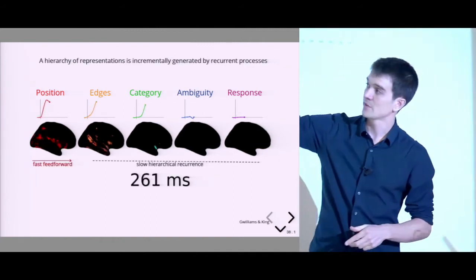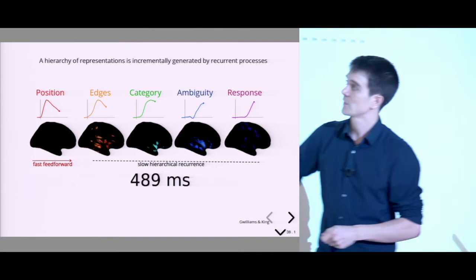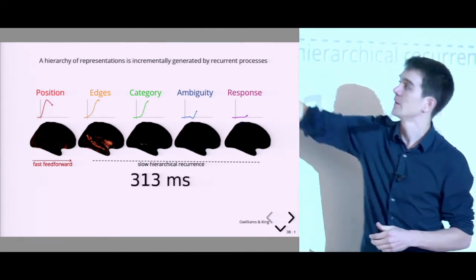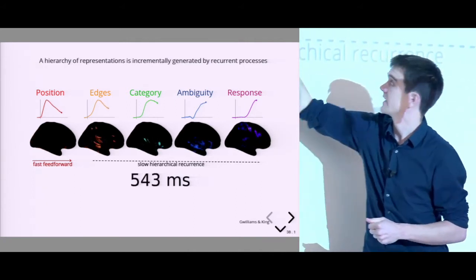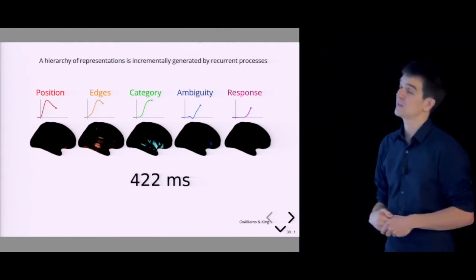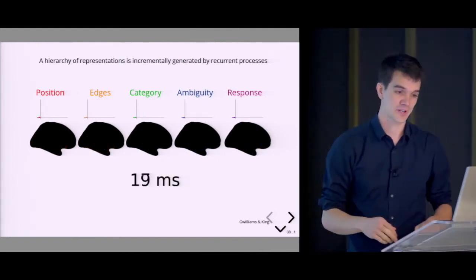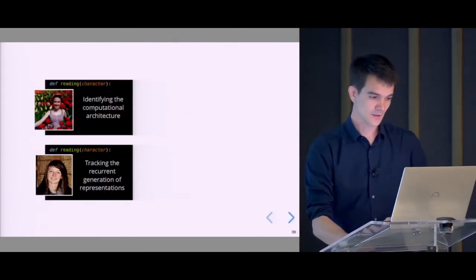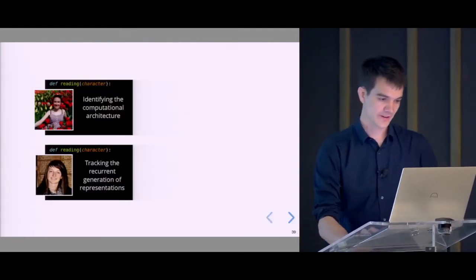And it's only after something like 200 milliseconds that you'll see seemingly recurrent activity, it's noisy, but it's nonetheless a temporal lobe kind of activity, which seems to build up the identity, the category, the ambiguity, and ultimately the response, which is propagated to the supplementary motor and motor areas. Okay, I'm running out of time.